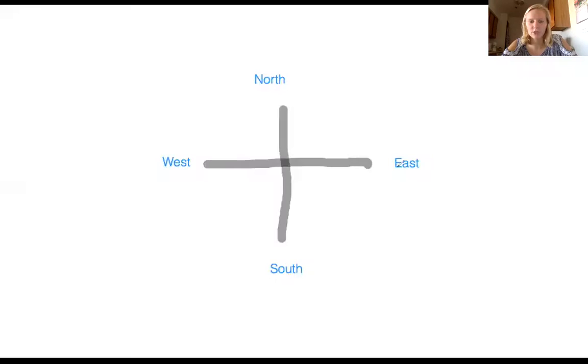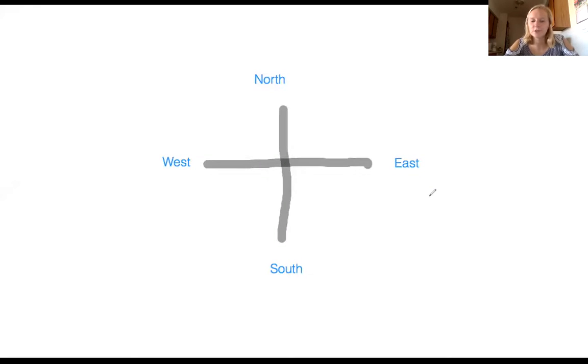Hey guys, so we're going to continue working with coordinate grids in quadrant number 1, but for this week we're going to focus a little bit more on using directions to tell us how to get to certain places. So I'm going to share my screen real quick here, and we're going to talk about the different directions, okay?